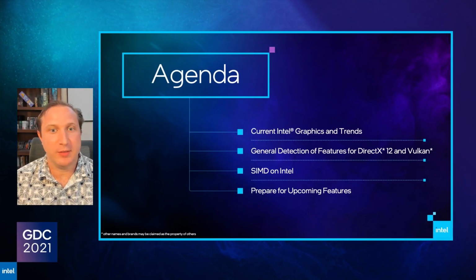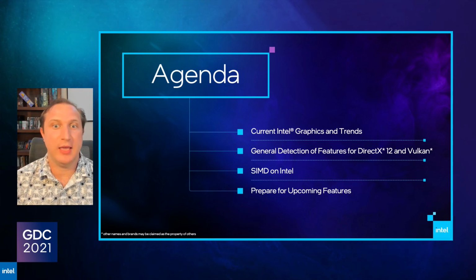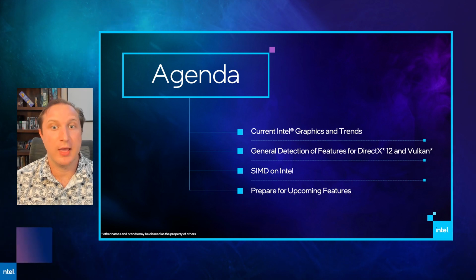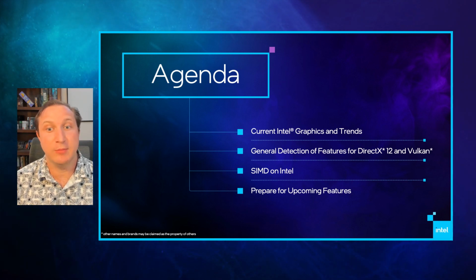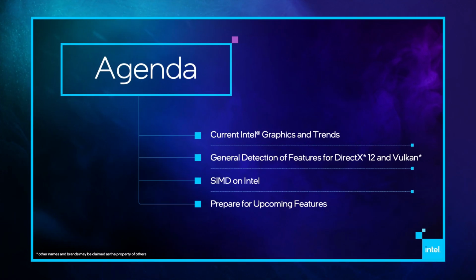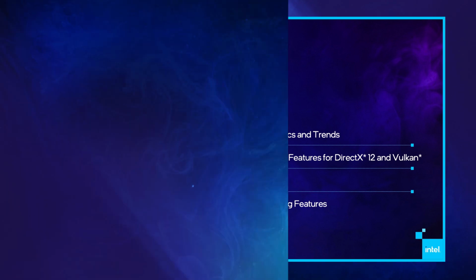Today, I will be discussing best practices to ensure that games today can take advantage of currently enabled features on Intel graphics. I will also discuss how to ensure that games can take advantage of upcoming features when they become available. We will first discuss current Intel graphics and trends. Next, I will speak about general detection and features and extension support for DirectX 12 and Vulkan. After that, I will briefly explain how SIMD on Intel works. Finally, I will go over a list of features to prepare for.